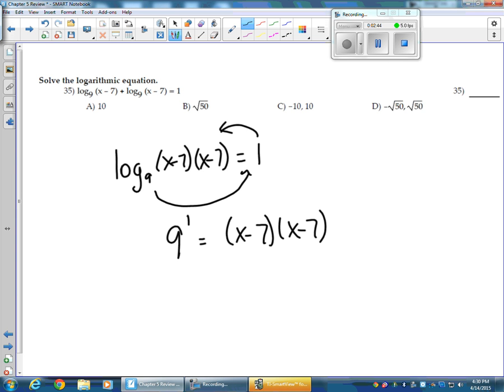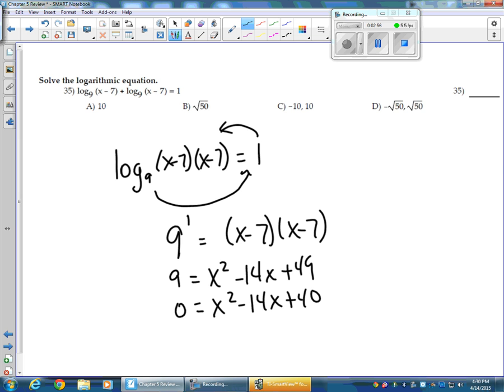So 9 to the first is 9. This side becomes x squared minus 14x plus 49. Subtract 9 from both sides because you got to solve a quadratic. You want to set it equal to 0. And let's see, I think that will factor actually. You can do quadratic formula if you need to, but I need two numbers that multiply to give me 40 and add up to negative 14. It'd be negative 10 and negative 4. So for my solutions, I get x equals 10 and x equals 4.